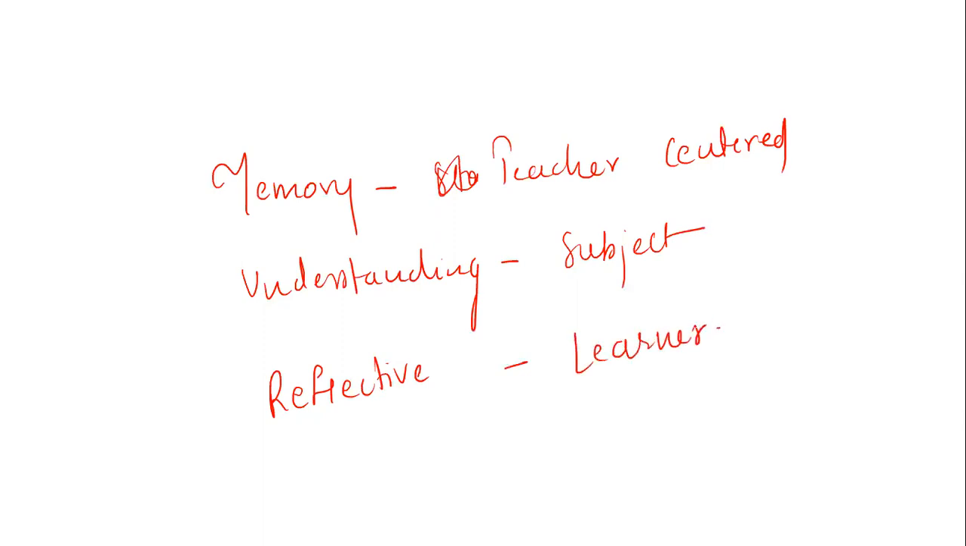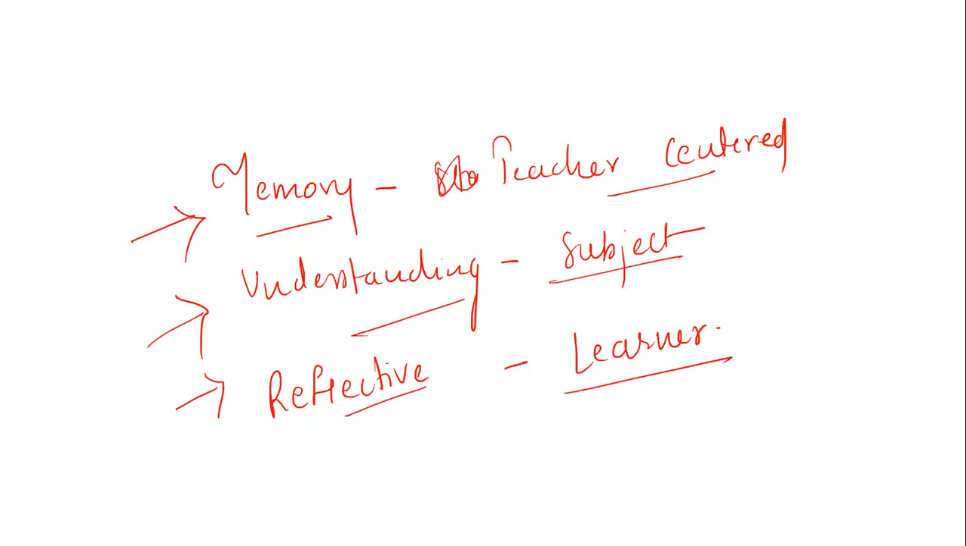Now again, this came as a question. You should know very well: memory level is teacher-centered; understanding level is subject-centered; reflective level is learner-centered. When I call out the memory level, what is it focusing on? Your teacher. So the teacher has authority over here. In the understanding level, knowledge plays an important role, and in the reflective level, the learner, that is the student, plays an important role.